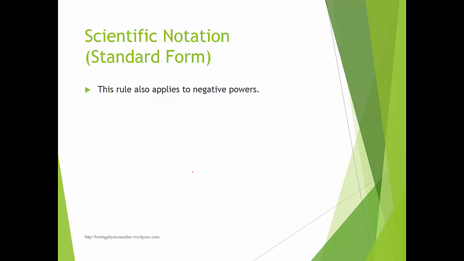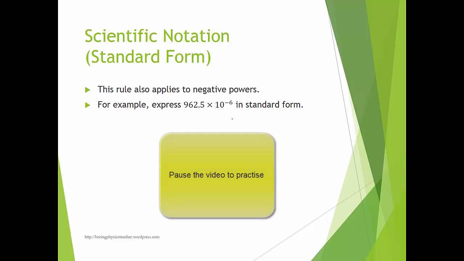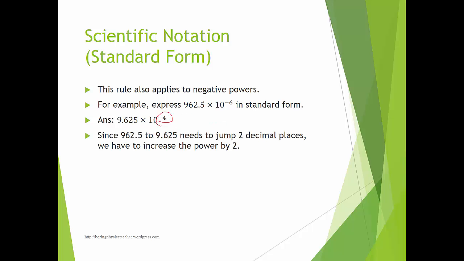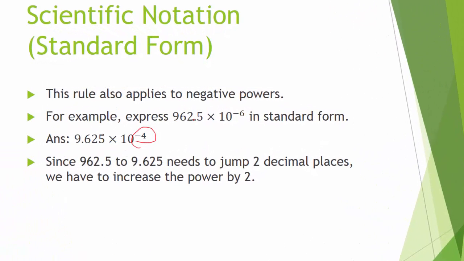The rules also apply to negative powers. So if you want to express this 962.5 times 10 to the power -6 in standard form, think about it. If you are ready, the answer is 9.625 times 10 to the power -4. Since the method is the same, you need to jump 2 decimal places towards the left, so it is a +2. And so -6 +2, of course, is -4.